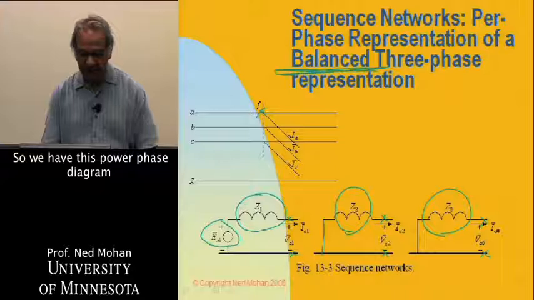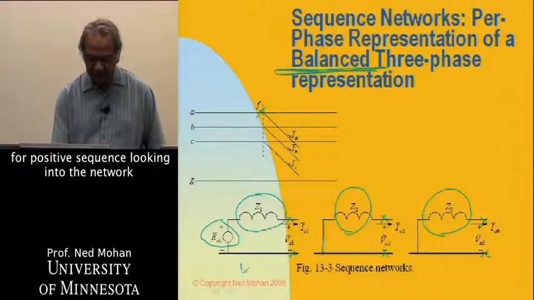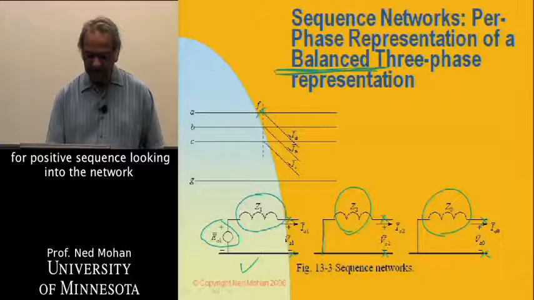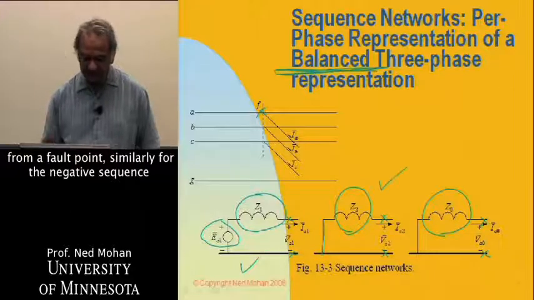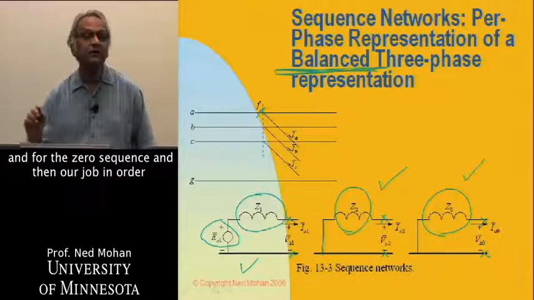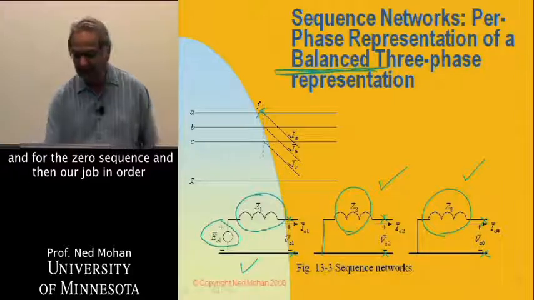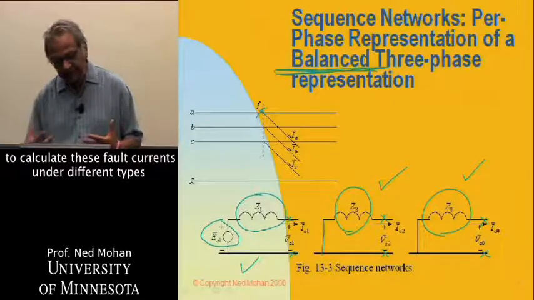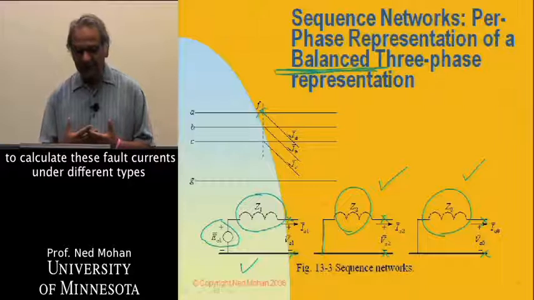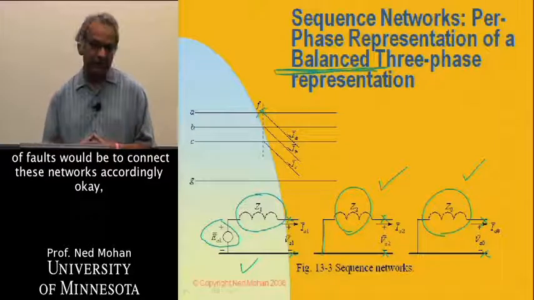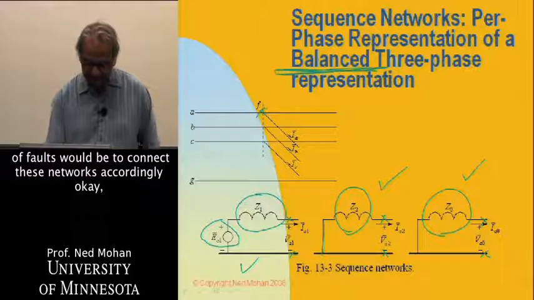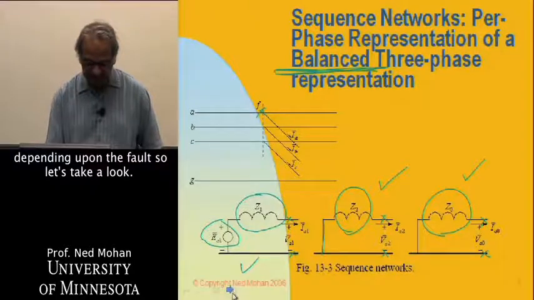So we have this per phase diagram for positive sequence, looking into the network from the fault point. Similarly for the negative sequence and for the zero sequence. And then our job, in order to calculate these fault currents under different types of faults, would be to connect these networks accordingly, depending upon the fault. So let's take a look.